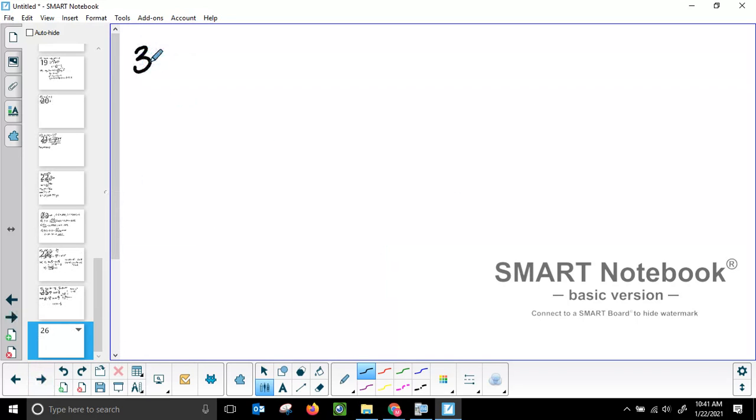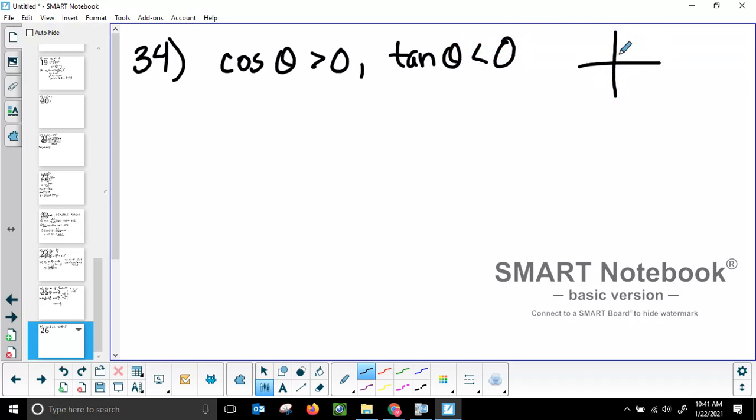All right, 34. Name the quadrant theta lies in. If cosine of theta is greater than 0, and tangent of theta is less than 0. All right, well, this is our all students take calculus. So here everything's positive. Well, we know tangent is not, so we can't be here. We know cosine is positive, so I have to be down here in quadrant 4.